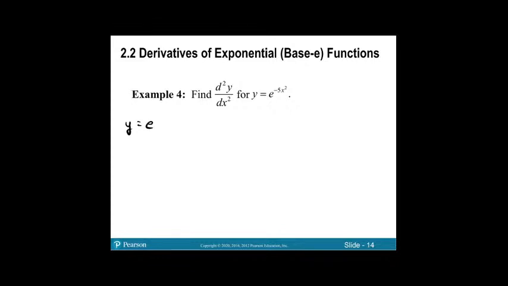to the negative 5x squared, right? So dy by dx is going to be itself, e to the negative 5x squared, times the derivative of the power, which is going to be what? Negative 10x. Okay, I think that's it there.